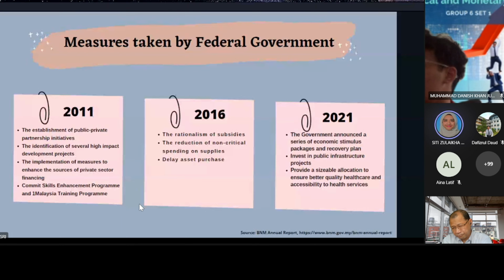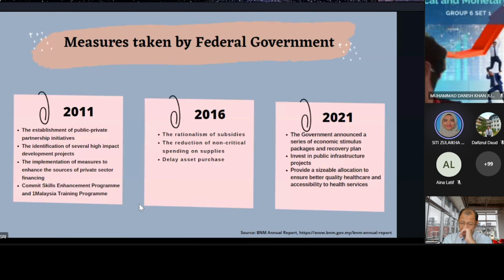Then in 2016, the government continued to implement measures to further consolidate its fiscal position. These measures include curbing the growth of operating expenditures, which is the rationalization of subsidies, and also the reduction of non-critical spending on supplies and services.